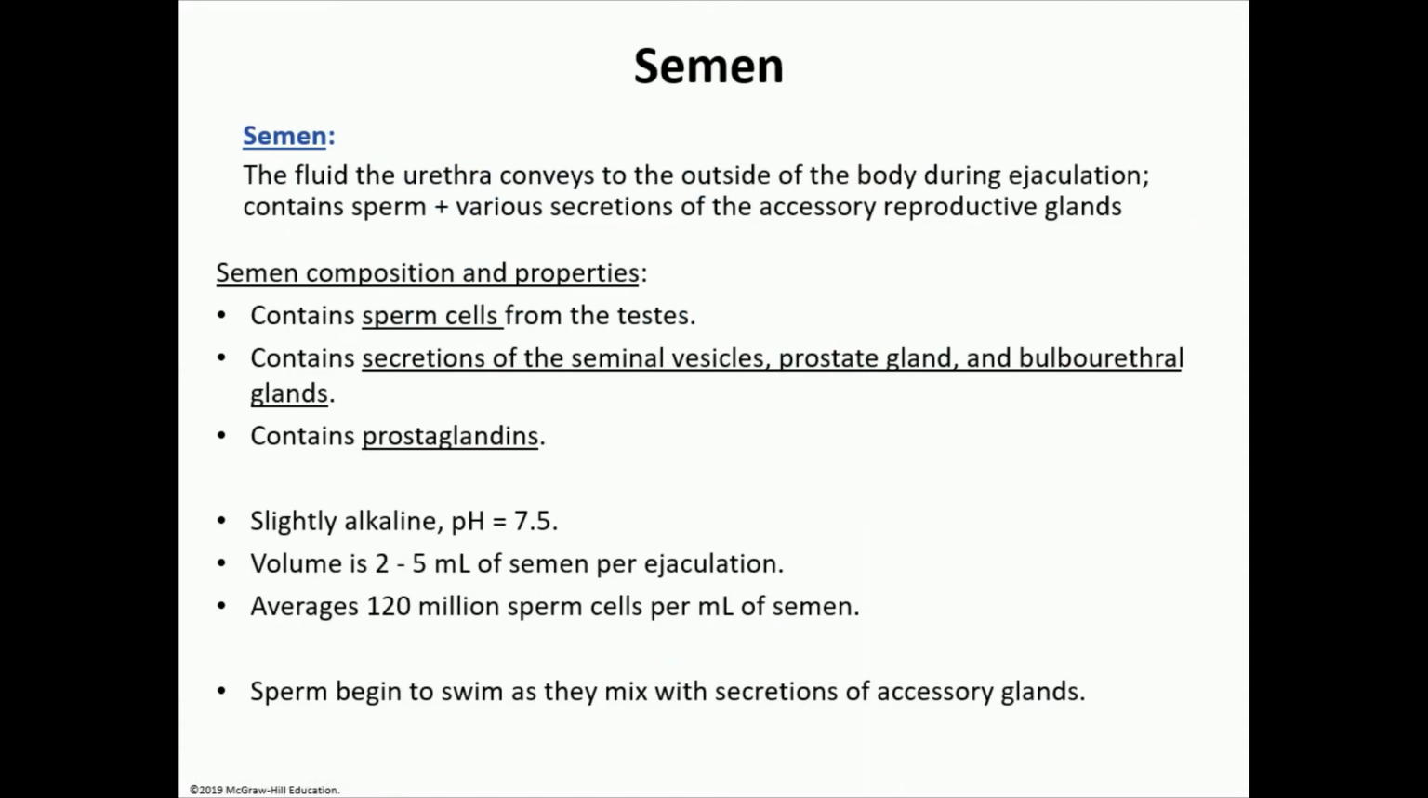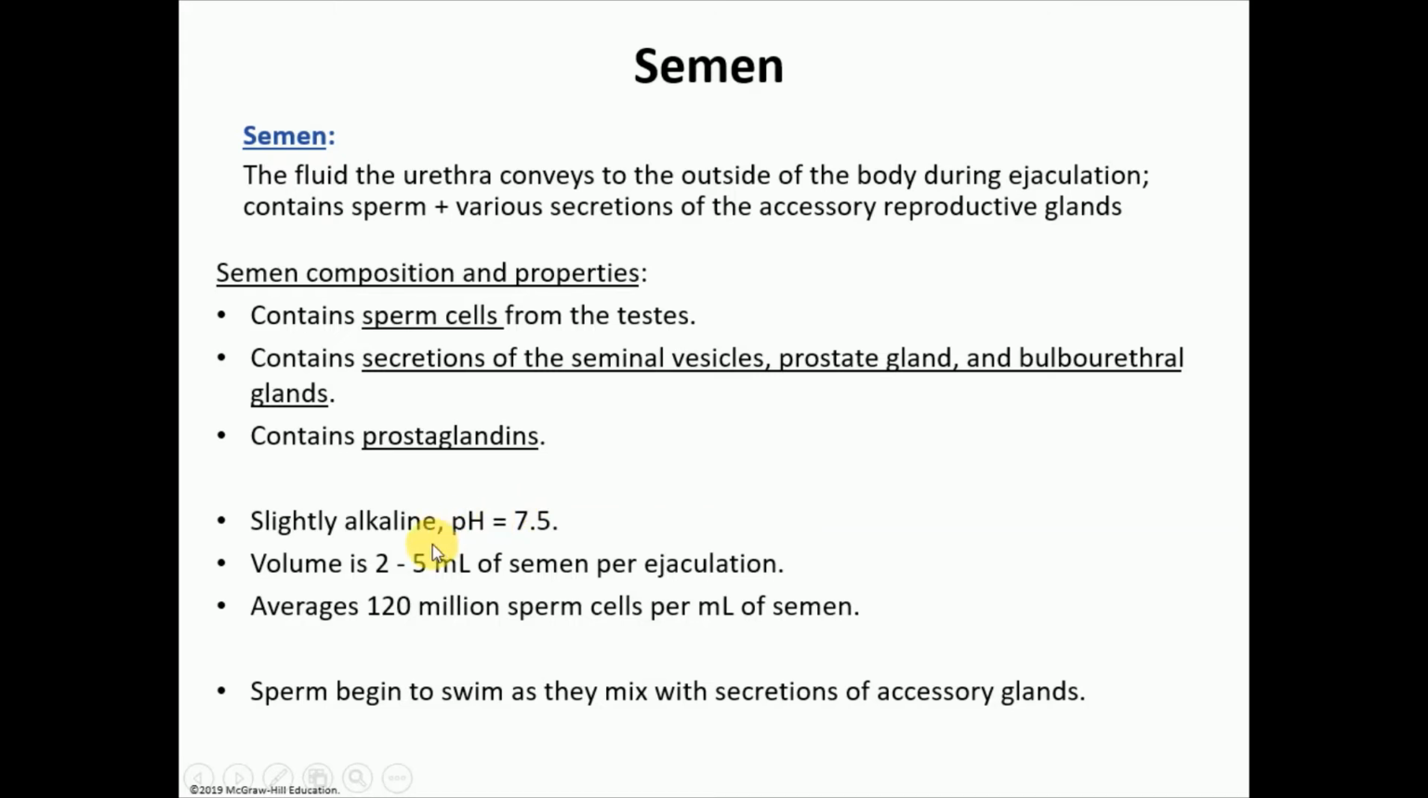So if you look at all of the fluids that make semen, semen is the fluid that is going to be projected or ejected out of the body during ejaculation. It is made out of sperm and the different secretions. So we have your sperm cells, the secretions of the seminal vesicles, the prostate and the bulbourethral glands. It also includes prostaglandins, and it is slightly alkaline. So remember that the seminal vesicles and prostate glands, those both are alkaline fluids.